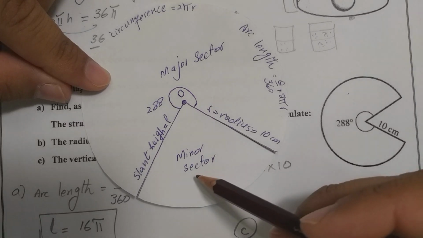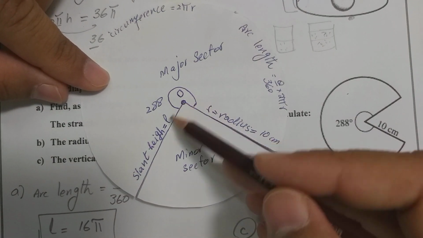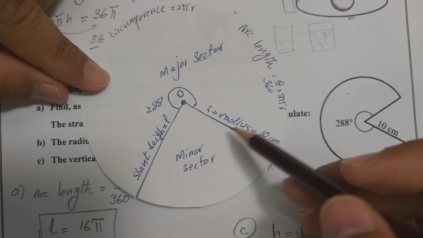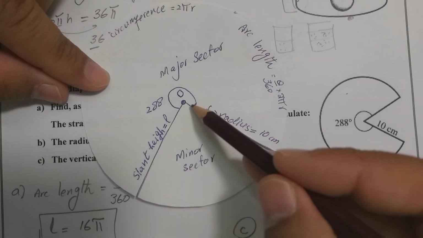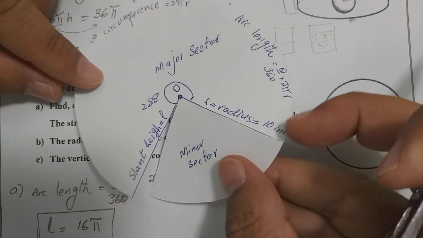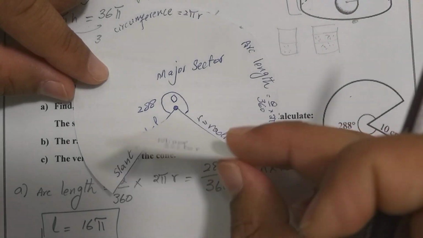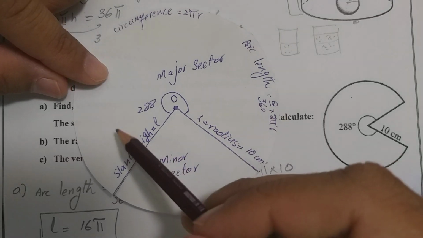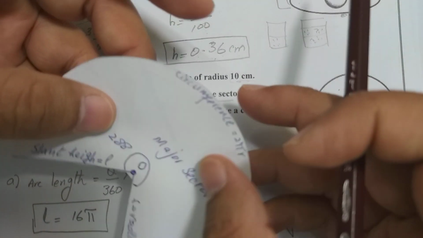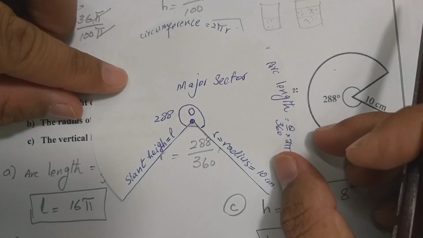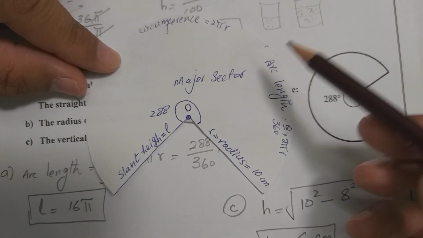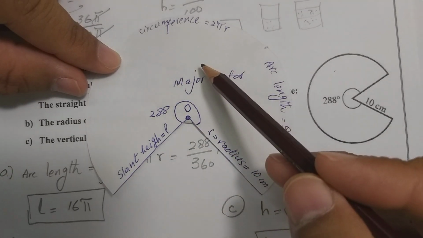And what is the sector? A sector is the part between two radii, so if you look here, one radius is this, one radius is this. This is called the sector because it's a small part. If you look, this is also a sector, and this is the major sector. This is the major sector of this circle, because it's also between the two radii.